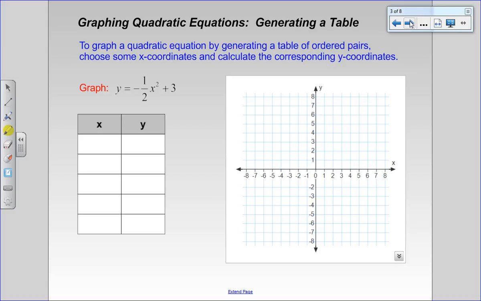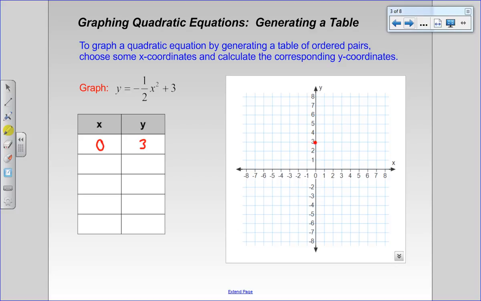Let's graph one more quadratic equation by this method of generating a table. In this case, we have y equals -1/2 x squared plus 3. Once again, it's easy to start by letting x equal 0. And in this case, the first term of the equation would simply be 0, so we have y equals 0 plus 3. And so (0, 3) is a point on this parabola.